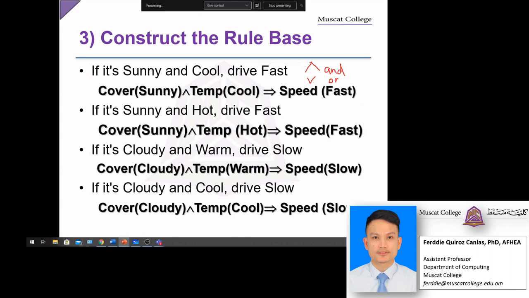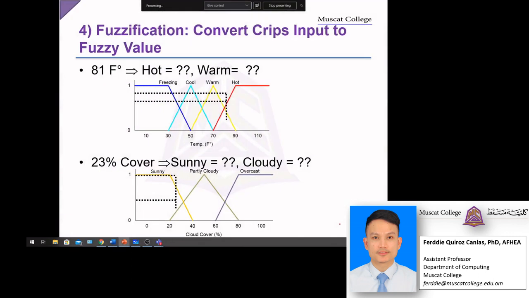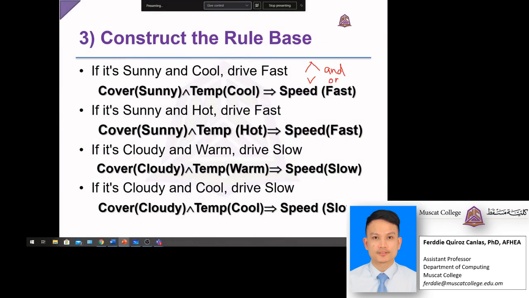If it's cloudy and at the same time the temperature is cool, then you have to drive slow, meaning it's dangerous. So these are the rules that we have. If cover is sunny and temperature is cool, we drive fast. If the cover is sunny and the temperature is hot, we drive fast. If the cover is cloudy and the temperature is warm, we drive slow. If it's cloudy and cool, we drive slow. So basically these are the rules.